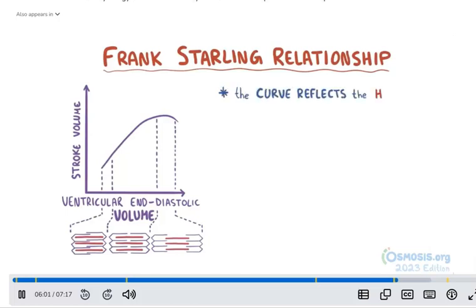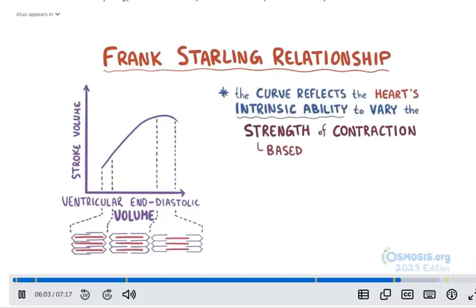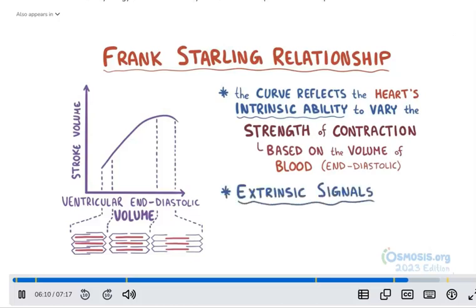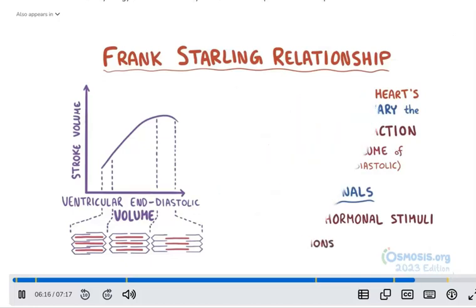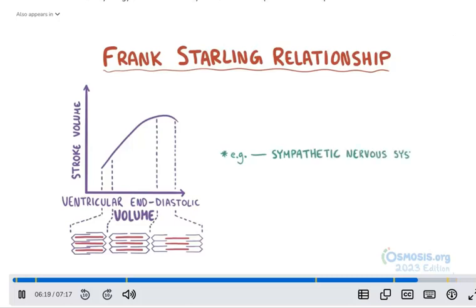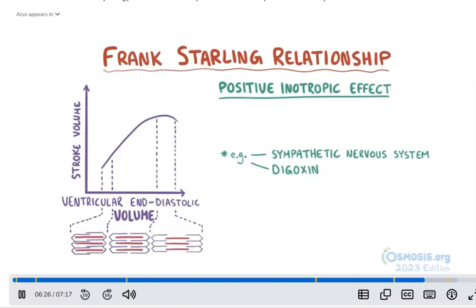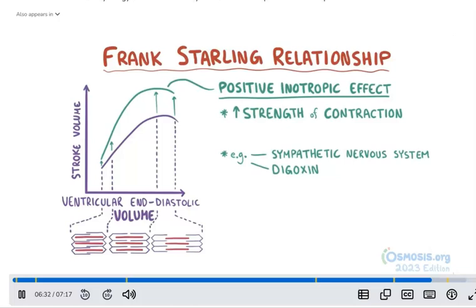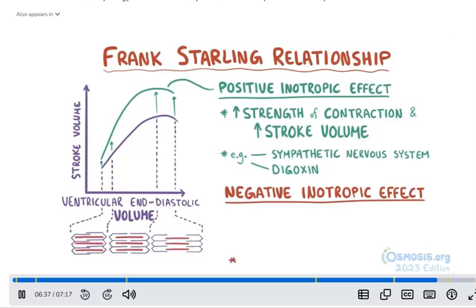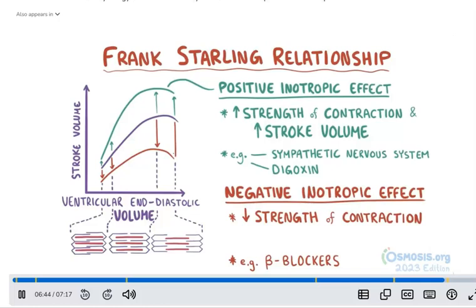Keep in mind, though, that this curve reflects the heart's intrinsic ability to vary the strength of contraction based on the volume of blood that it's filled with. Within the body, there are plenty of extrinsic signals as well, like nerve or hormonal stimuli and medications. Some of these signals, like stimulation from the sympathetic nervous system or the medication digoxin, can have a positive inotropic effect on the heart. This means that at a given end-diastolic volume, they increase the strength of contraction, moving the curve upwards and increasing the stroke volume. On the other hand, there are negative inotropic agents, like medications, like beta blockers, that decrease the strength of contraction, moving the curve downwards and decreasing stroke volume.